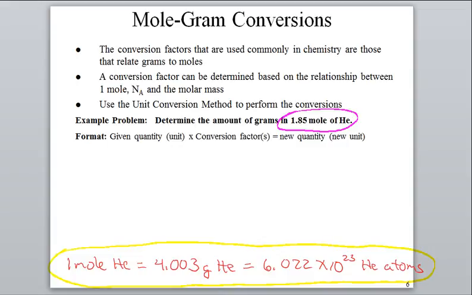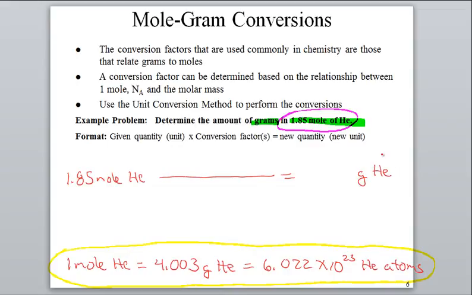As we look in the problem, what are we given? We're given a mole quantity, and we're supposed to convert that into grams. It's the same amount of helium, just a different unit. As we begin the problem, we have 1.85 moles of helium, and we need a conversion factor, and we're going to grams of helium.